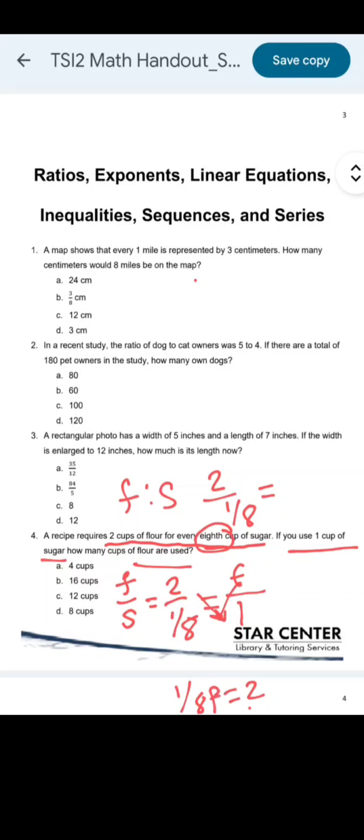And you would divide 2 by 1/8. Keep, change, flip. So 2 times 8 would be 16. But you have to know your fraction rules of division to do that. Let's say you don't. What's another way you could do it?